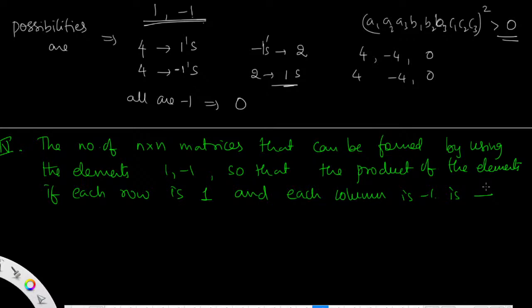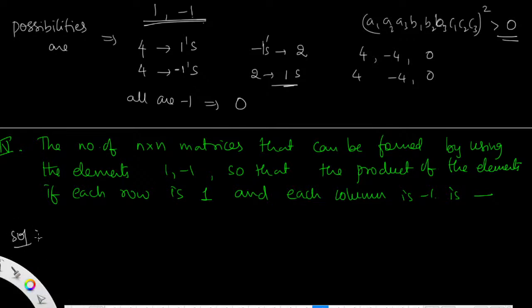The number of n by n square matrices that can be formed by using the elements 1 and minus 1, so that the product of the elements of each row must be 1 and each column must be equal to minus 1. Okay, so let it be the matrix.